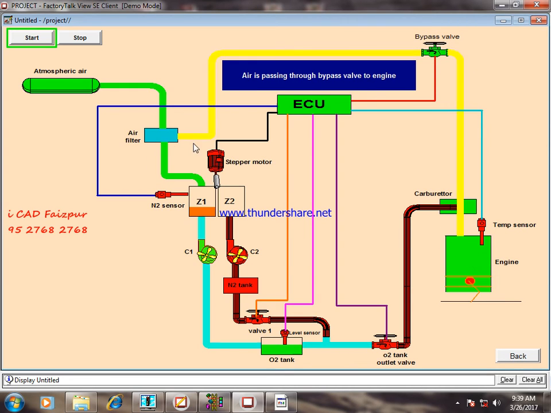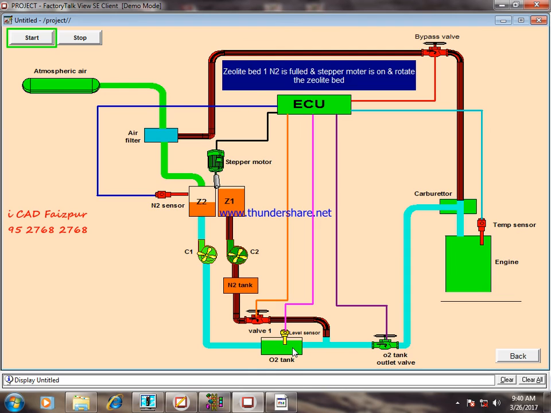Simultaneously, the air will pass through zeolite bed Z1, be compressed by compressor 1, and the O2-rich air will be stored in the oxygen tank. When the tank gets filled with O2-rich air, the position level sensor will send the signal to the ECU to shut off the bypass valve. As you can see, the position level sensor gets yellow, meaning it is activated, and the ECU sends the command to the bypass valve to shut down, so the bypass line gets red and air will pass through the system line to the engine.